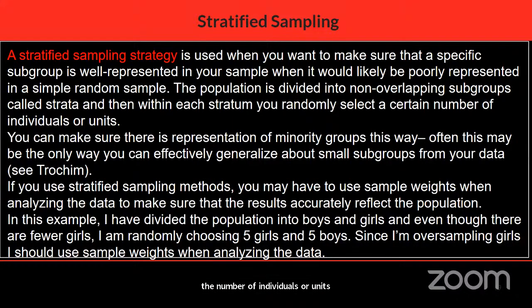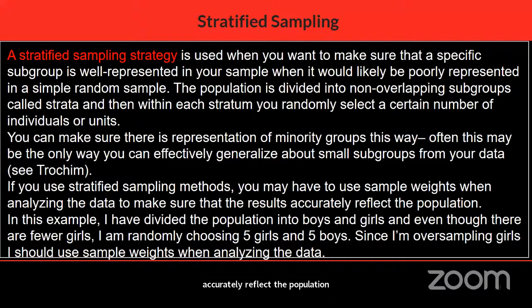You can also make sure there is a representation of minority groups this way. Often, this may be the only way you can effectively generalize about small subgroups from your data, according to Trochim. If you use stratified sampling methods, you may have to use sample weights when analyzing the data to make sure that the results accurately reflect the population.